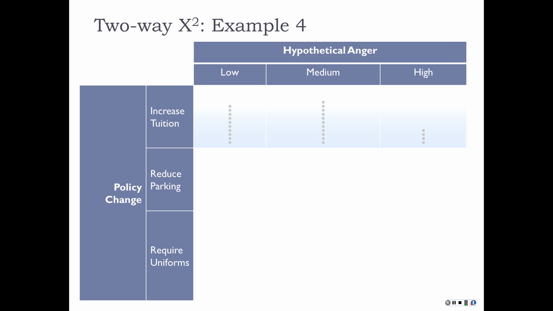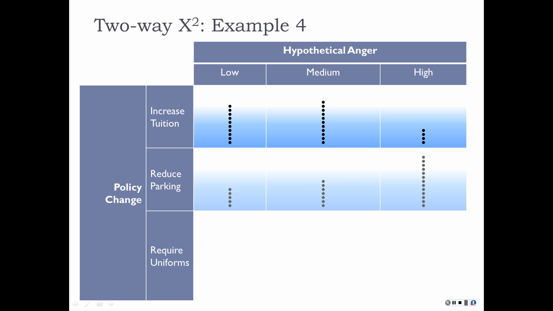So let's look at the increased tuition. Let's say each of these dots is an observation. I'm trying to make this binning thing kind of visual. So this number of people said they'd have low anger if you increase tuition. This number of people said they would have medium anger, and this number of people said they would have high anger. And then for reducing parking, a lot more high anger.